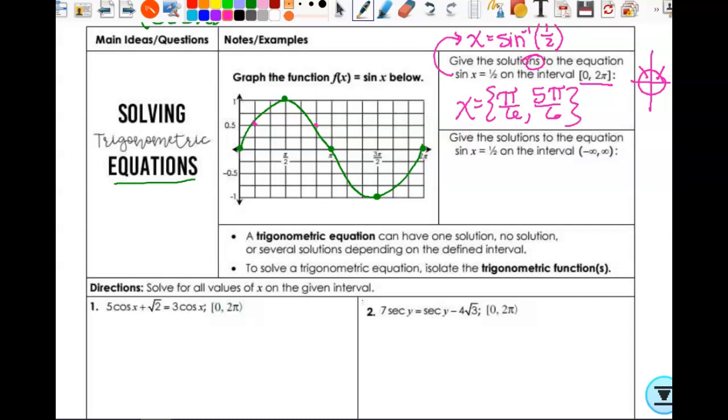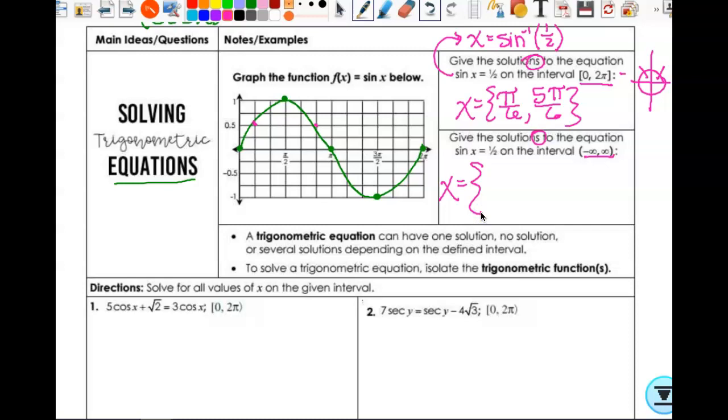Questions? So now this looks almost identical. Give the solutions to the equation, same equation, and this time the interval goes from -infinity to infinity. So there are not just 2 answers, there's an infinite amount of answers. We're going to work with defined intervals more than we are this, but I at least want you to know that this is a possibility and what it would look like. And you're kind of used to seeing stuff like this by now anyway. X equals, all right, so I know I have one at pi 6.